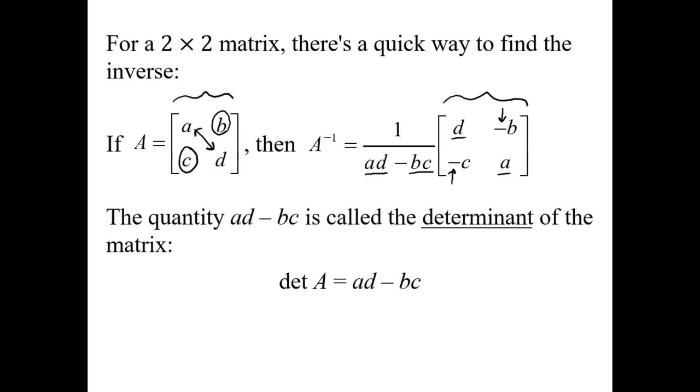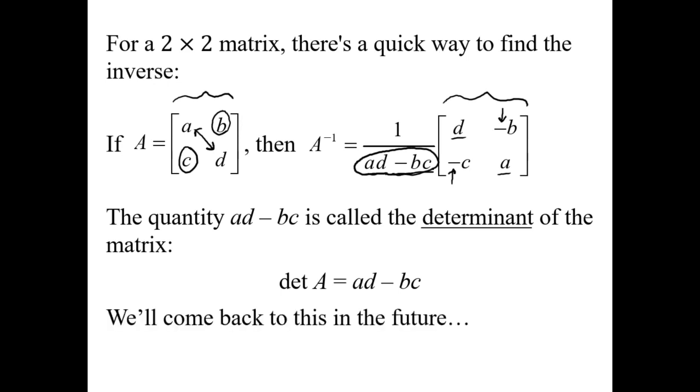Real quick, I want to just observe that quantity AD minus BC is called the determinant, and we are going to look at that during the next lesson. But that AD minus BC is called the determinant. That'll come back again. But please notice it is 1 over that thing that I'm calling the determinant. All right, so let's play around with this.